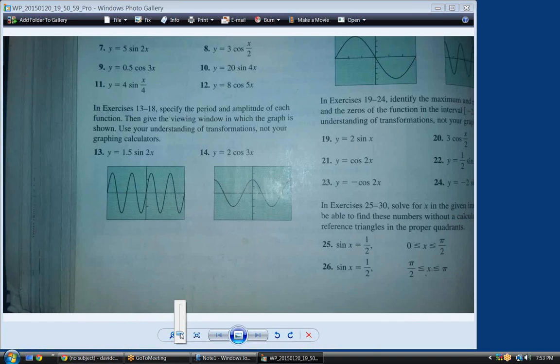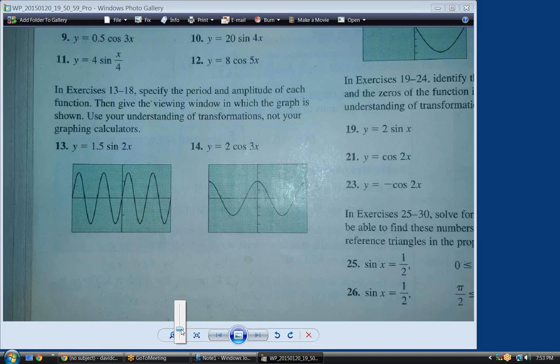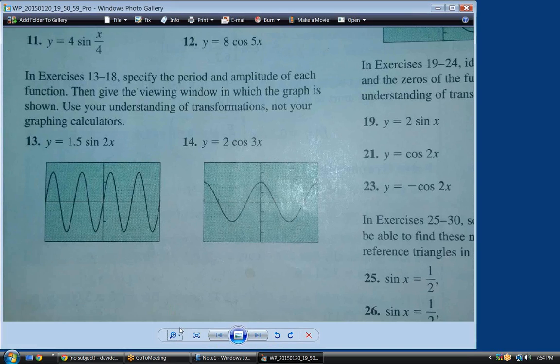All right. So we want to look at 13 and 14? Yeah. Okay, 13, what's going on? We have two things that are happening. What are they? A vertical stretch and a phase stretch, is that what it's called?